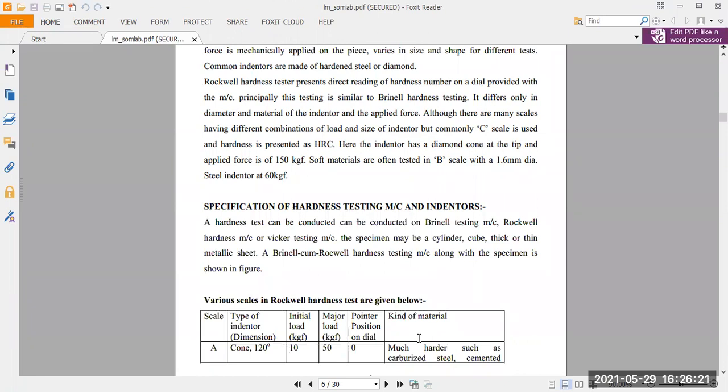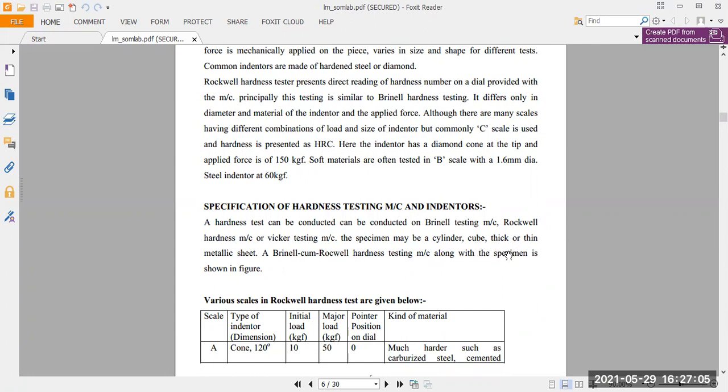Now, what can be the specification of the hardness testing machine? Again, I'm telling you, specification means the size of the machine and the maximum size of the work which you can accommodate. Here we are testing the hardness. What will be the maximum size of the workpiece which can be accommodated in this machine, and what are the maximum load and maximum size of indenter you can use in this type of machine? These are the specifications of Vickers as well as Rockwell as well as Brinell machines. So in this machine or the Vickers machine, the specimen may be cylindrical, maybe a cube, thick or thin material.